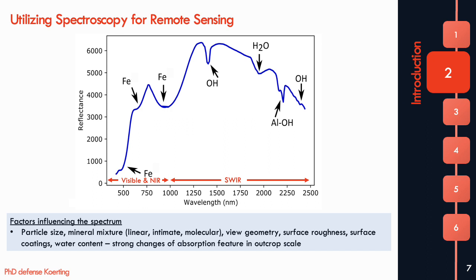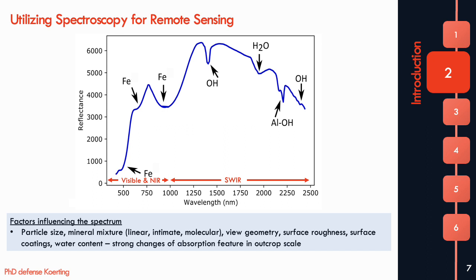So how am I using spectroscopy for remote sensing? When I talk about remote sensing, in this context I mean solar optical reflectance spectroscopy. Spectroscopy describes the study of light as a function of wavelength, and the term reflectance spectrum refers to a plot of the intensity of reflection as a function of wavelength, like the plot that you can see here.